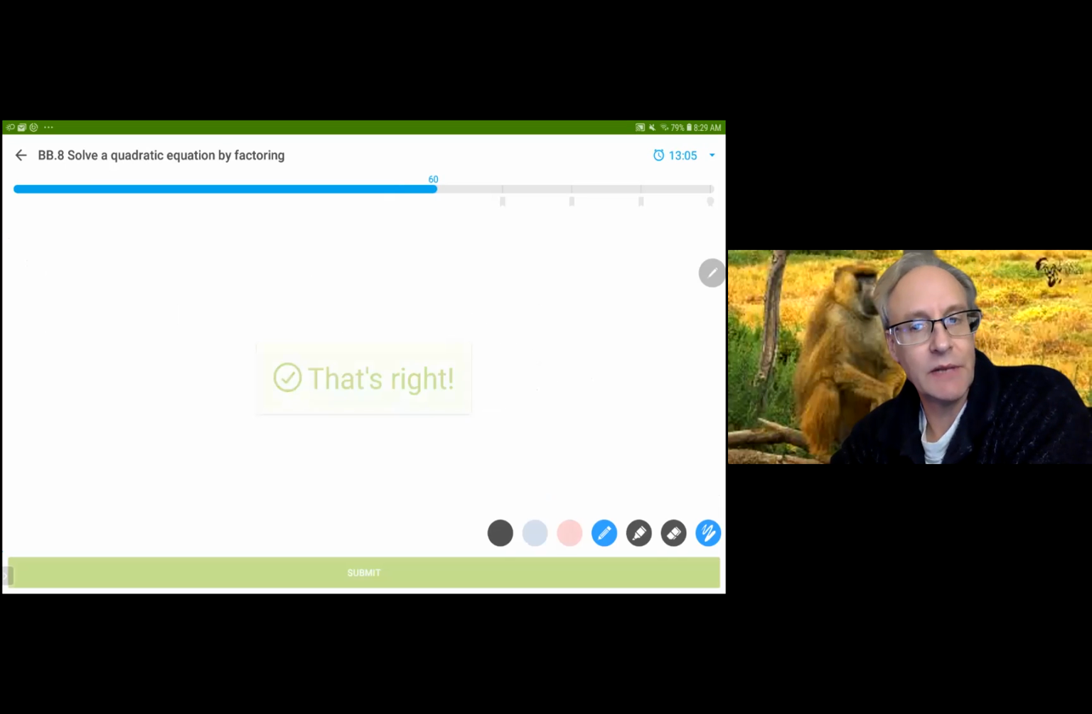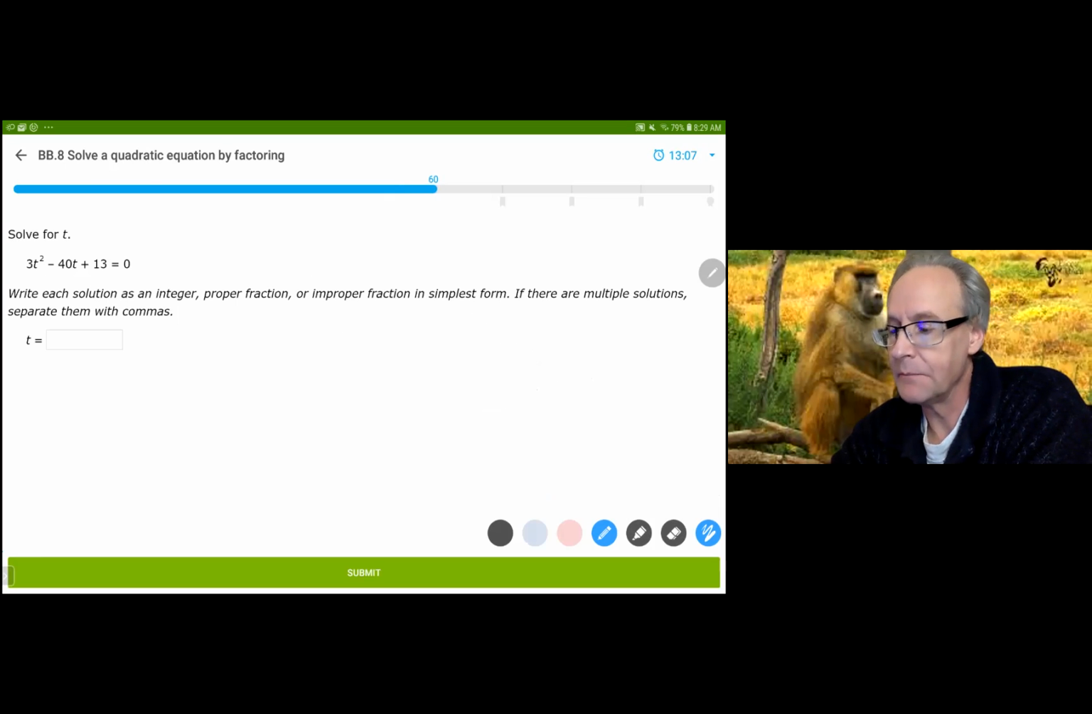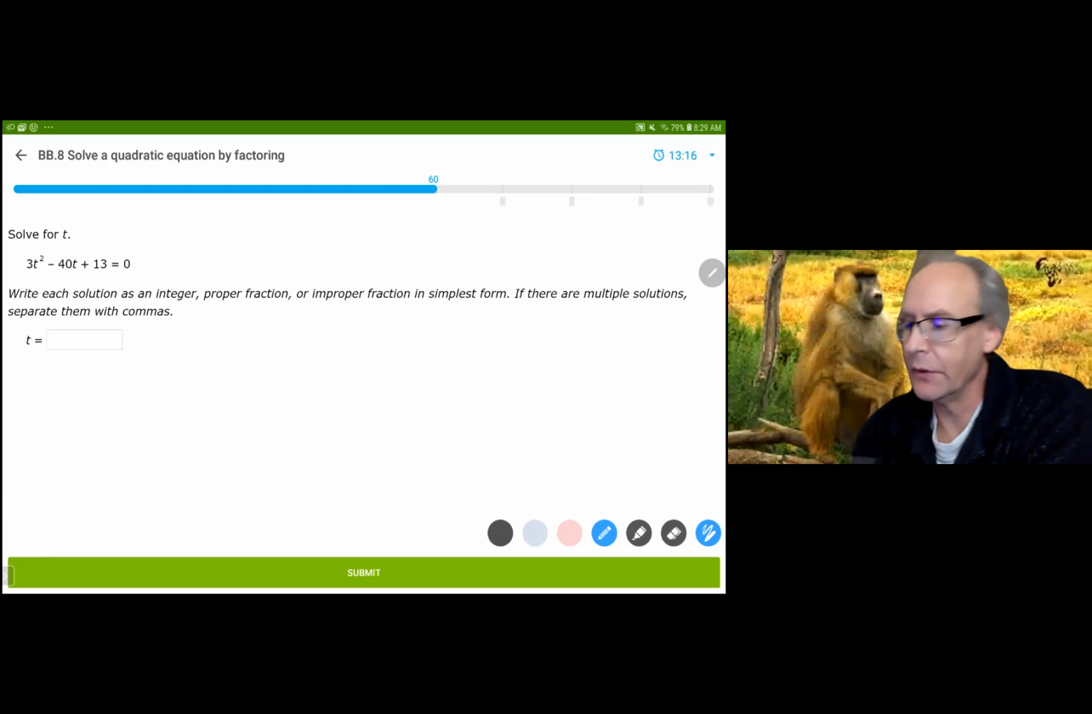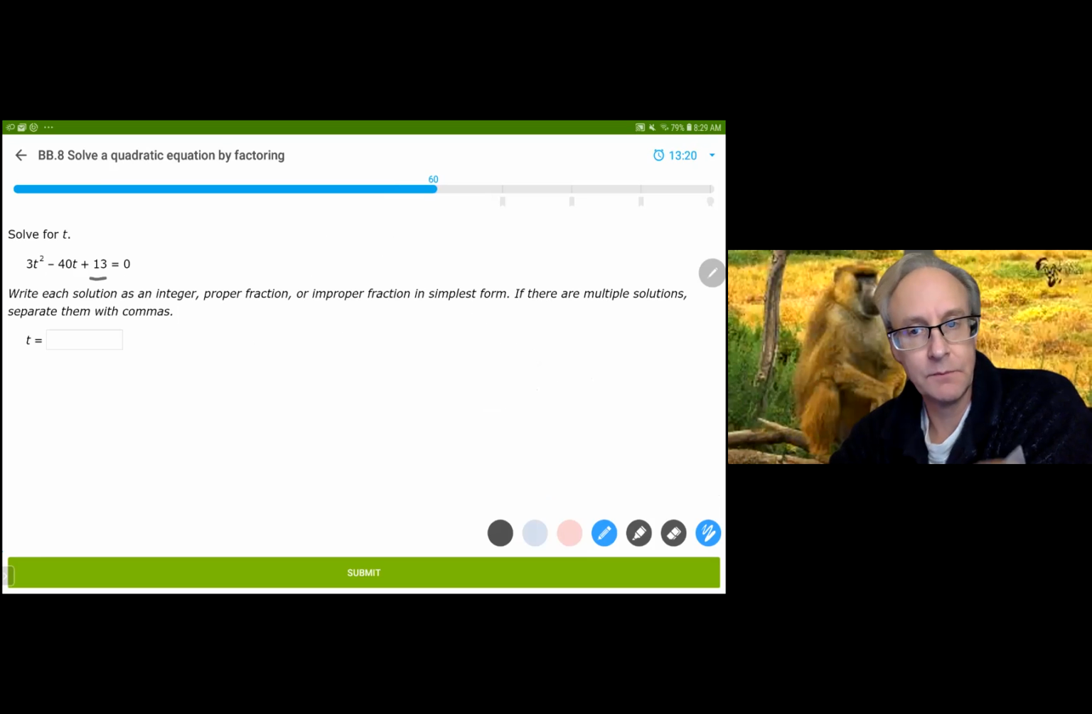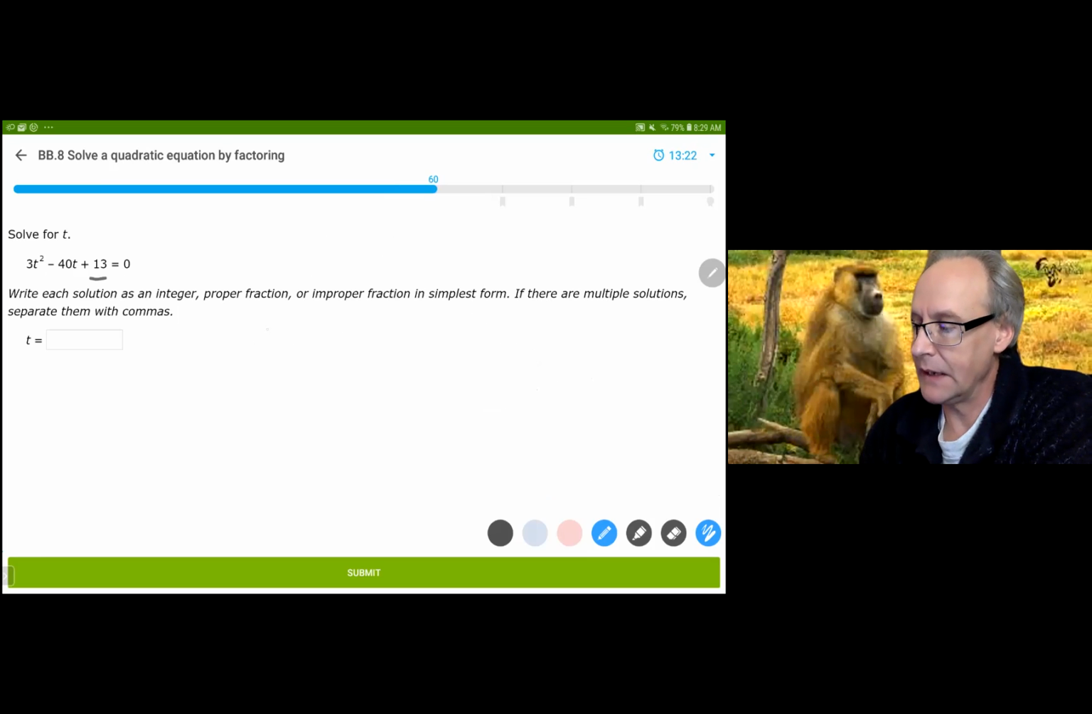Now let's see if we can get a better one this time. Okay, now this is a much more interesting type of problem. The first thing you want to do is see if you can take the 3 out, because that's going to make it easier for you. But 13 is a prime number, so there's no 3 that you can take out. So I'm going to go ahead and write it out for you: 3t squared minus 40t plus 13.